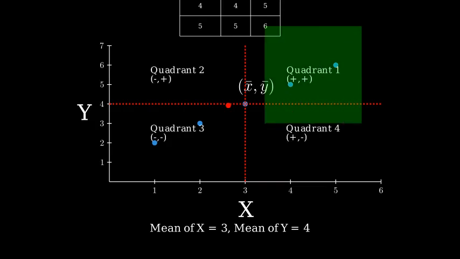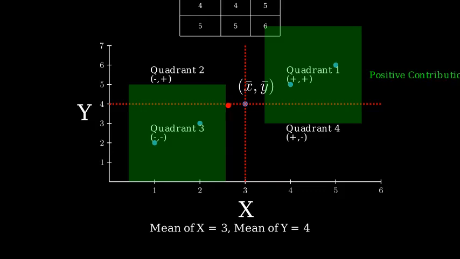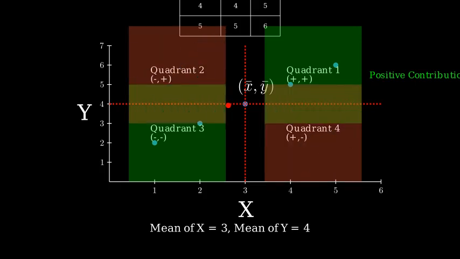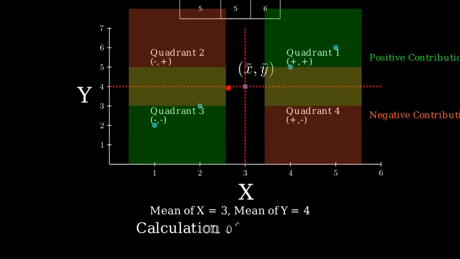Points in the upper right and lower left quadrants contribute positively to covariance because in these regions, both x and y are either above their means or below their means. Points in the upper left and lower right quadrants contribute negatively to covariance because in these regions, one variable is above its mean while the other is below. Let's calculate the contribution of each point to the covariance.